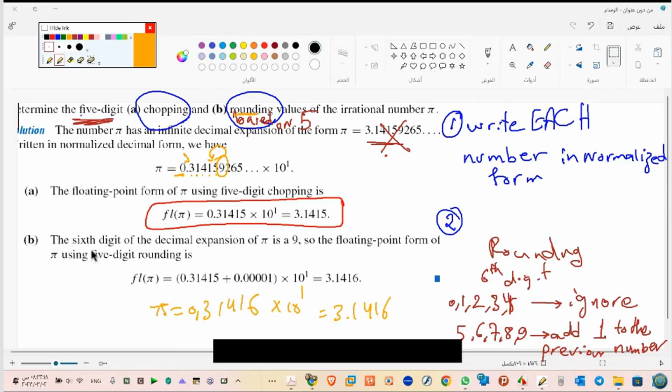For example, I need 5 digits. I will look at the 6th digit. If the 6th digit is 0, 1, 2, 3, 4, forget it, cut. If the 6th digit is 5, 6, 7, 8, 9, add 1 to the previous digit. Here in our example, the 6th digit is 9, so I will add 1 to the 5th digit. The number will be 3.1416. Is it clear?